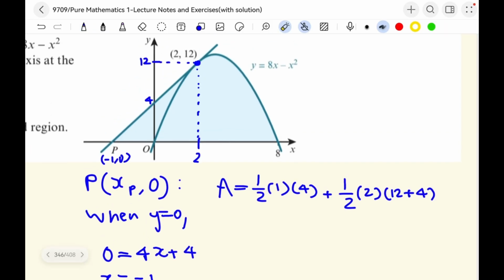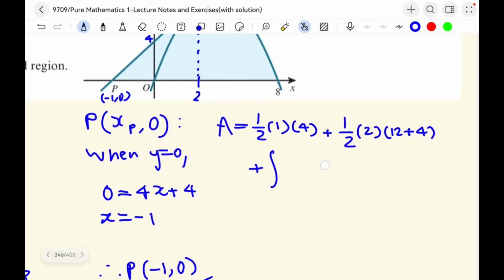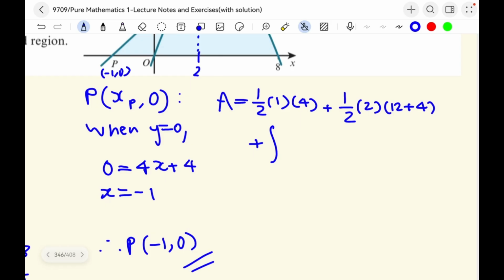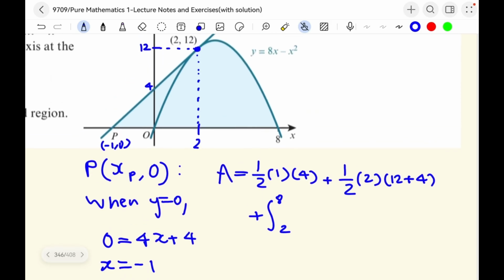Third one is the area under the curve. What is it? It's the integration of 8x minus x squared from 2 to 8. So please locate the limits correctly for the certain area of the shaded region. So this will be the alternative way for the area under the curve, the calculation of the area.